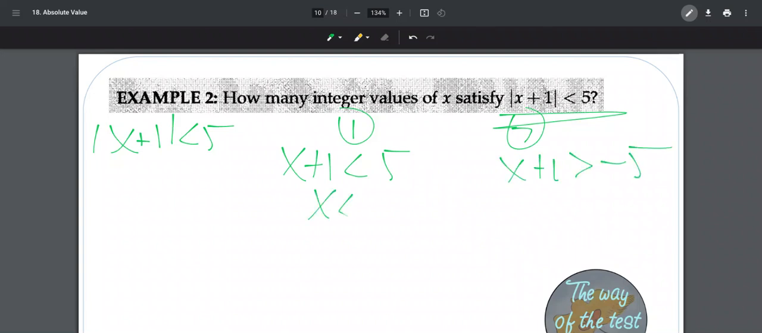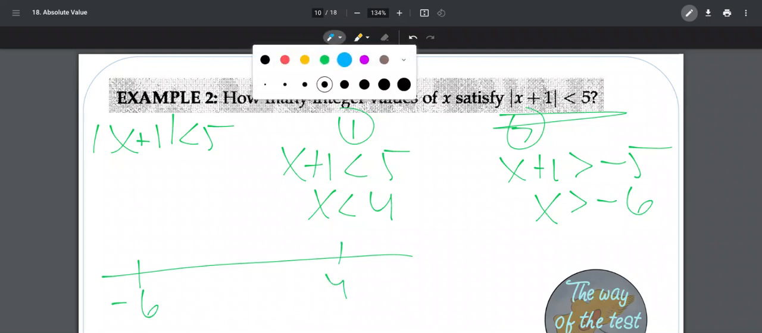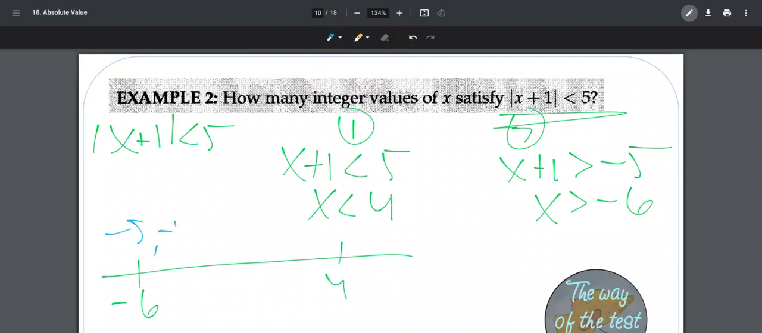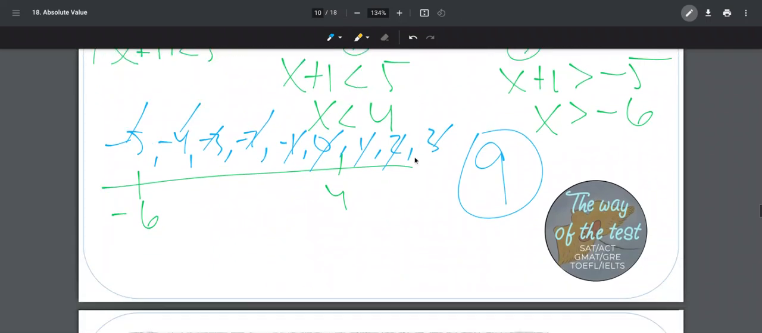So here I have x is less than 4. Here I have x is more than negative 6. So I have my range from negative 6 to positive 4, and I count how many numbers I have. So, negative 5, negative 4, negative 3, negative 2, negative 1, 0, 1, 2, and 3. And I count 1, 2, 3, 4, 5, 6, 7, 8, 9. I have 9 integer values. Pause the video, copy this, and we're going to move on.